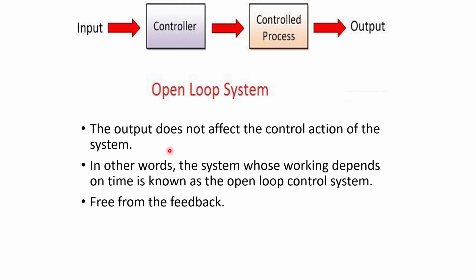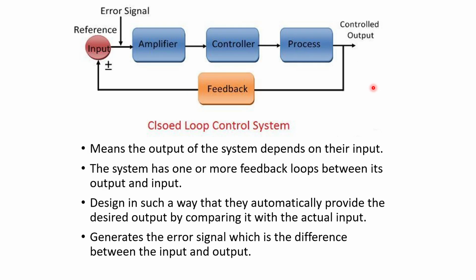Now let us talk about the open loop and closed loop system. First, in an open loop system, the output does not affect the controller action of the system. In other words, the system whose working depends on time is known as an open loop control system, and it is free from any feedback. So the input comes to the controller, is processed, and goes to the output. There is no feedback.